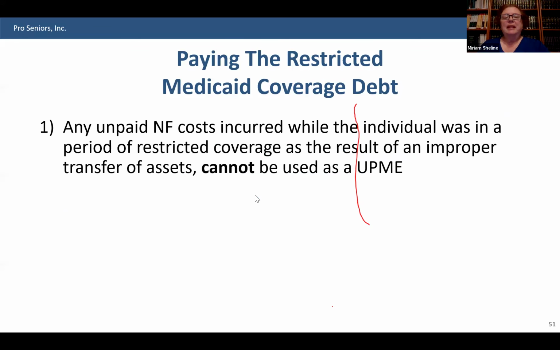So what does this mean during the restricted coverage? As you will recall, we talked about unpaid medical expenses. The effect of an unpaid medical expense is basically that the Department of Medicaid will pay your bill in full. Your patient liability will be zero, so you can use your income to pay on the back bill. That does not apply for any nursing home costs incurred during the restricted coverage period.